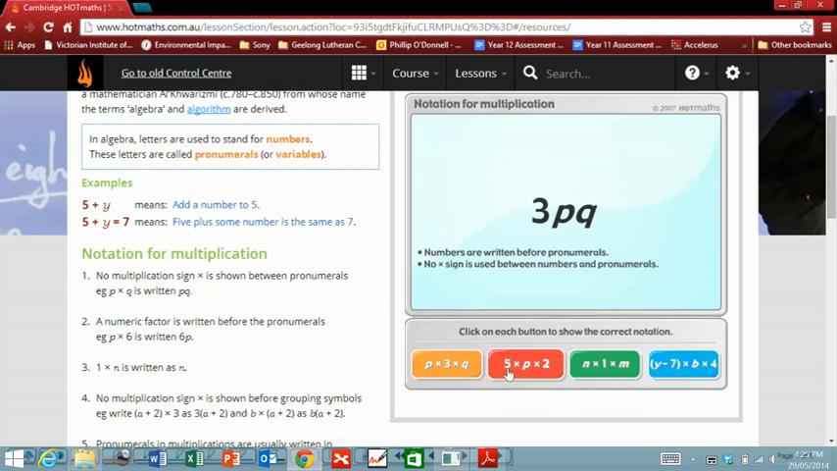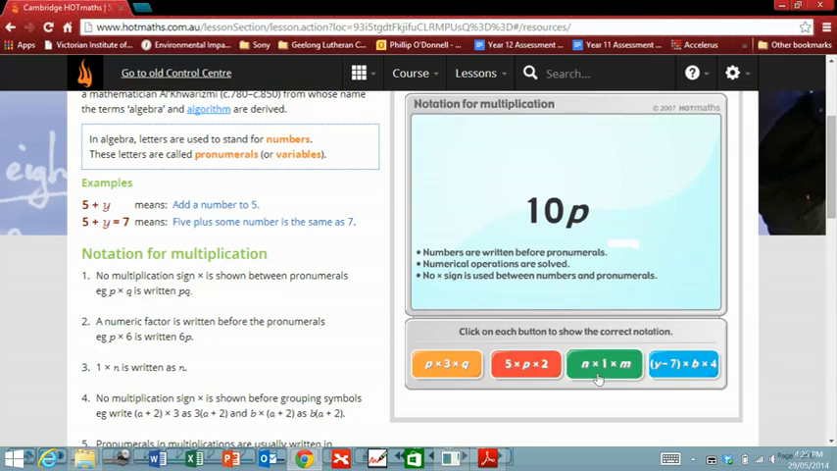Next one, if we've got 5 times P times 2, so we've got two coefficients sitting here. So what do you think is going to happen there, you reckon? Well, let's have a look. So we're going to take the 2, put it up with the 5. Numbers are written before the pronumerals. So we're going to multiply the 5 and the 2 together to get 10. We get rid of the times, and we end up with 10P. So the 2 comes up to the front here. We times the numbers together, and then you put the letter after it.